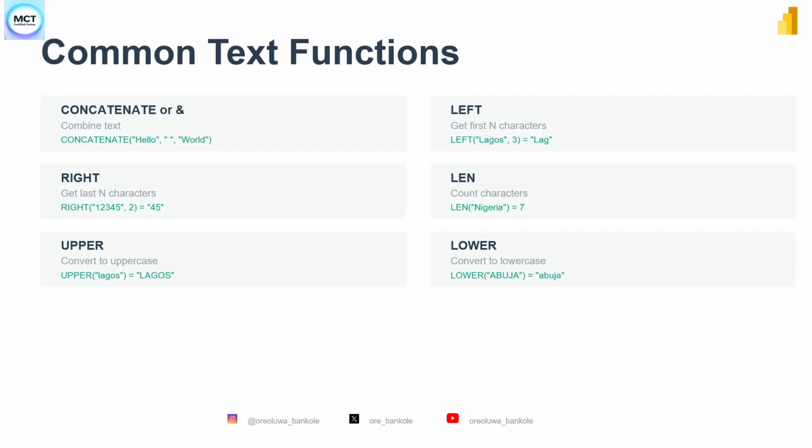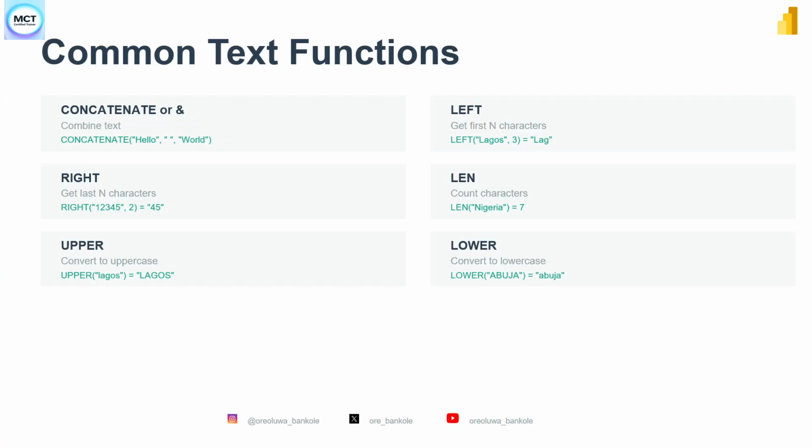In this case, we say LEN of Nigeria, and that is why we have 7, because N, 1, 2, 3, 4, 5, 6, 7. So it has counted that Nigeria has 7 characters. And that is how LEN of Nigeria is equal to 7.